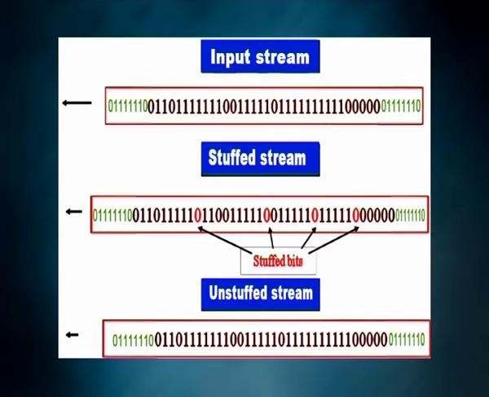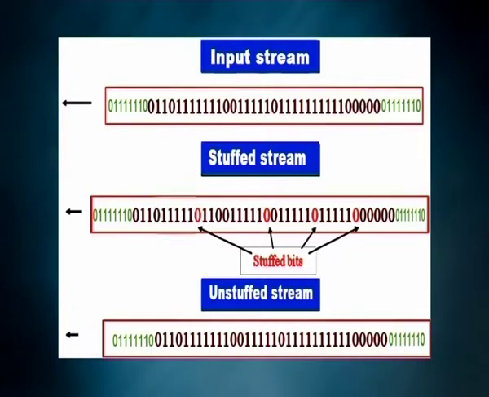In this method, each frame begins and ends with a special bit pattern called a flag byte, which is 0, 1, 1, 1, 1, 1, 1, 0. Please see the figure for bit stuffing. In this technique, there is a possibility that this particular pattern of 0, 1, 1, 1, 1, 1, 1, 0 may appear in the data itself.